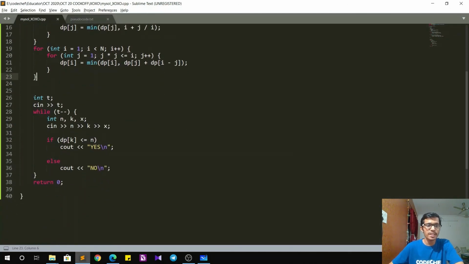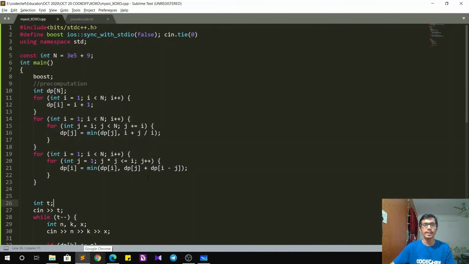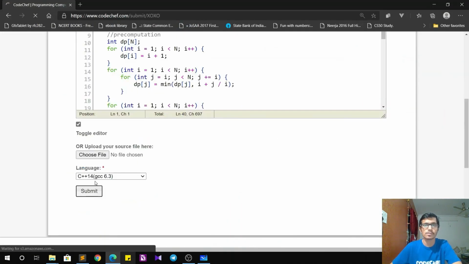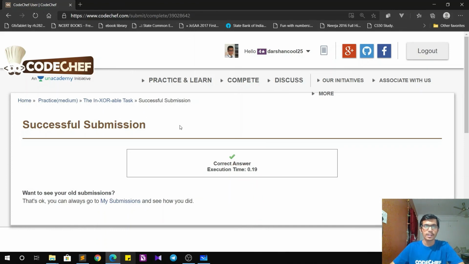So now for each test case, we take the input, that is n, k and x, and if dp of k is less than equals to n, it means that we can create a sequence of length n by appending some or more big terms like infinity and create a sequence wherein the pairs are exactly k. But if not, the answer is no. So we accordingly print these strings, and that's it. That completes our solution. So let's submit this code on CodeChef IDE and let's hope to get a quick AC. Great, so our solution works.